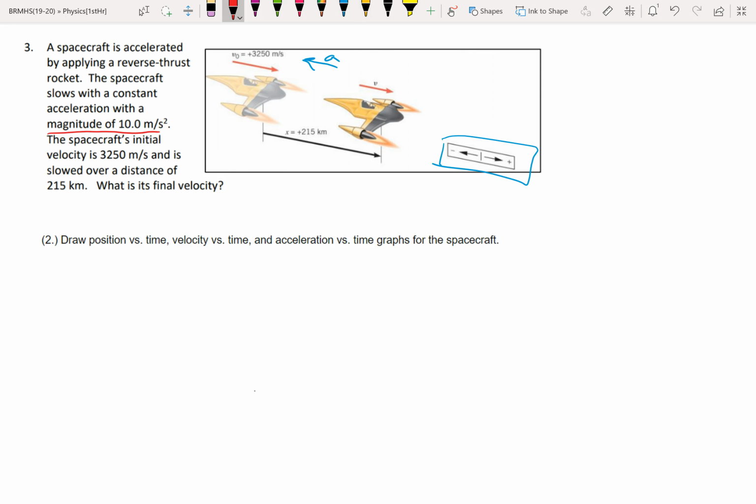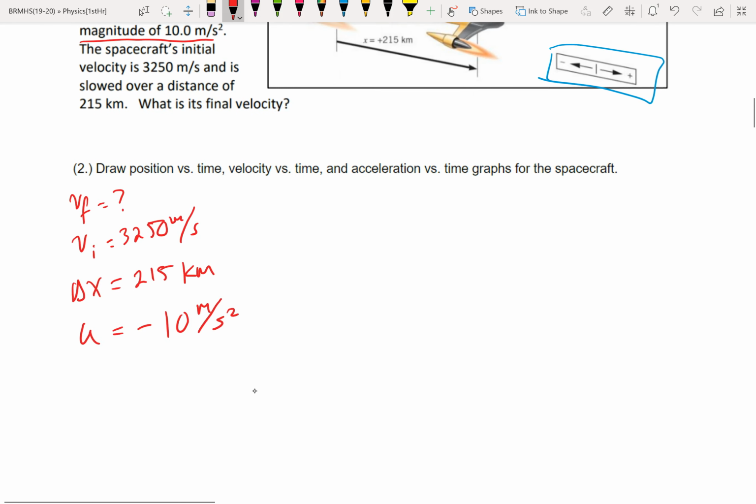Spacecraft initial velocity is 3250 meters per second. It's slowed over a distance of this amount. What's its final velocity? So v_f is question mark. v_i we know is 3250 meters per second. Over a distance tells me the displacement, which is 215 kilometers. And what else? Acceleration is, I'm going to put in my minus there because I know it's pointing in the opposite direction of the velocity. And we don't know time.